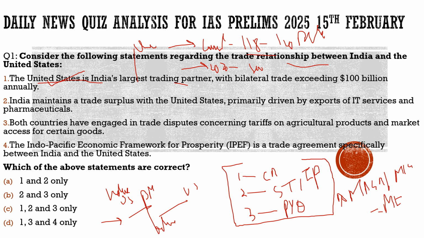Second statement, India maintains a trade surplus with the United States, primarily driven by exports of IT services and pharmaceuticals. 100% correct. There was a concern that when Donald Trump came into office, there were tariff concerns that he may target Indian imports also, because he always believed that the trade between India and the US should be very much balanced. He believed that the surplus enjoyed by India in this trade is harming the economy and the market there. So there were threats that he may impose some tariffs on Indian imports too.